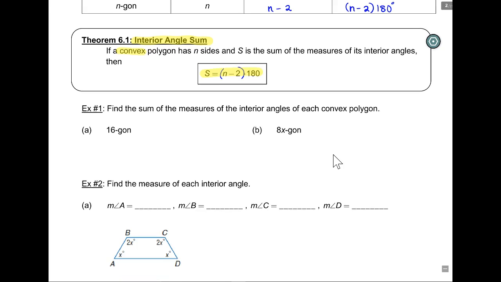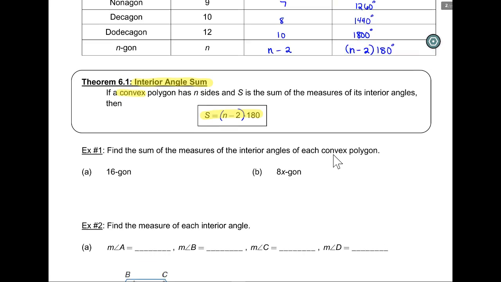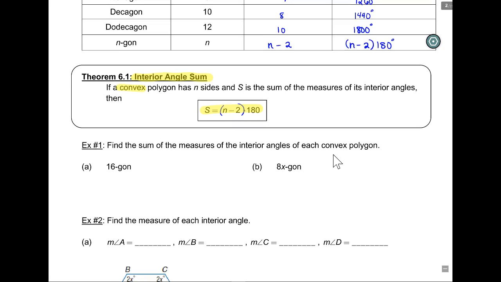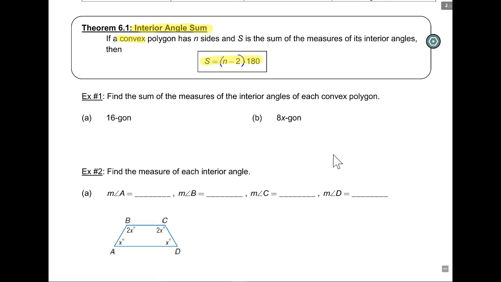So let's take a look at example 1. Find the measure of the sums of the interior angles of each convex polygon. So basically any polygon after 12 sides, we just put GON, so a 16-sided polygon. So S is equal to 16 minus 2 times 180, so 14 times 180.